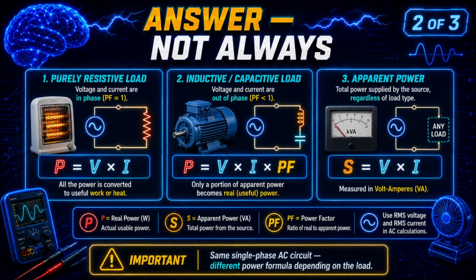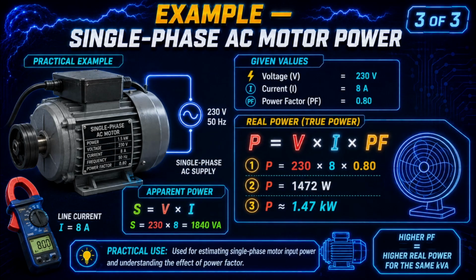P equals V times I times PF. And V times I alone gives us the apparent power, measured in volt-amperes. Now let's see this with a practical motor example. Here we have a single-phase AC motor supplied with 230 volts, drawing 8 amperes, with a power factor of 0.80.